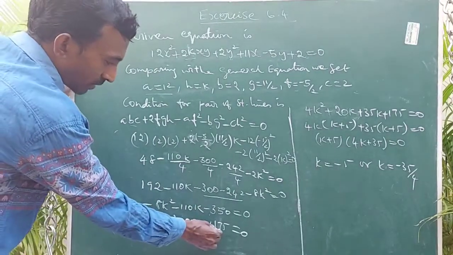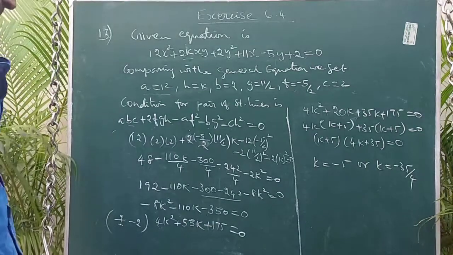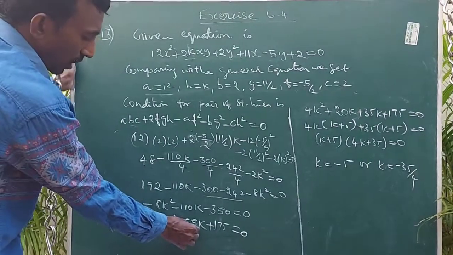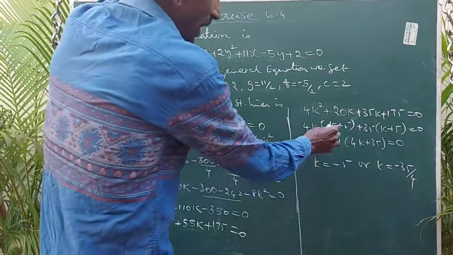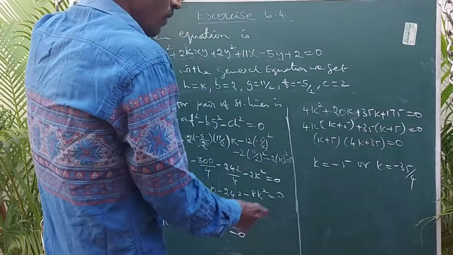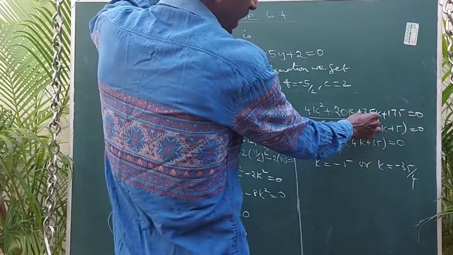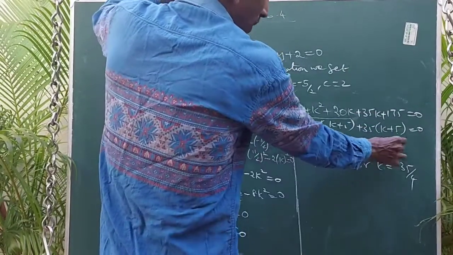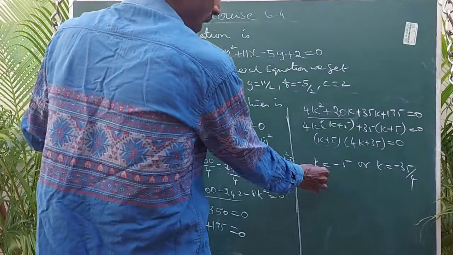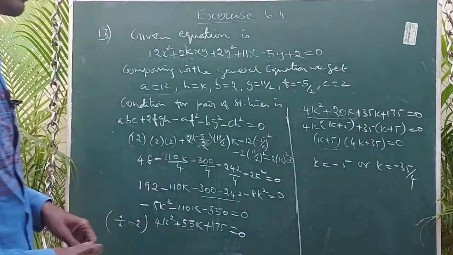4 into 175, I think it is 700, and the addition is 55. So we can factorize as 20 plus 35. If we take 4k in common, k + 5, and if we take 35 in common, k + 5. So (k + 5)(4k + 35) equal to 0. Either k equal to −5 or k equal to −35/4.